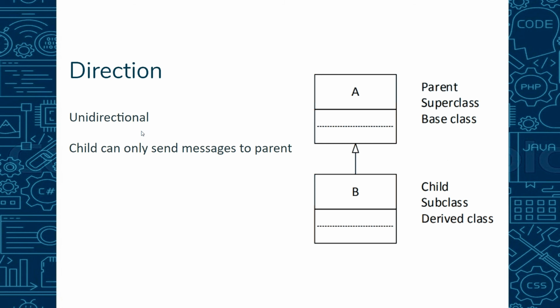Now, this is unidirectional. A child comes from a parent, and the child can only send messages to the parent. The parent can't send messages to the child.